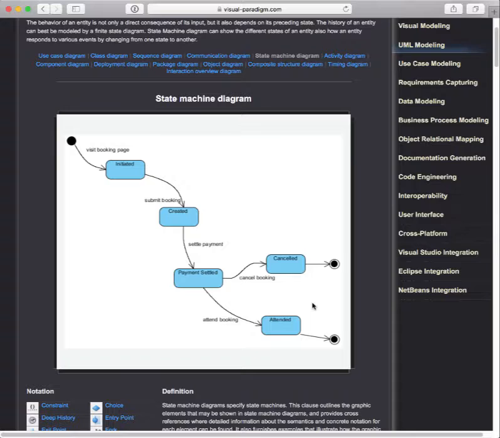So perhaps we're making a reservation for something, or we're booking a ticket or something. Here we are. What are the symbols in this state machine diagram? Well, in the upper left, you'll see that we have the solid circle, and that's the initial or start symbol. And in the lower right, we have two termination symbols or stop symbols, and they are the solid circle with a ring around them.